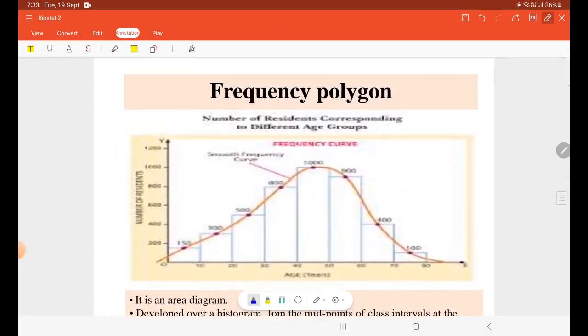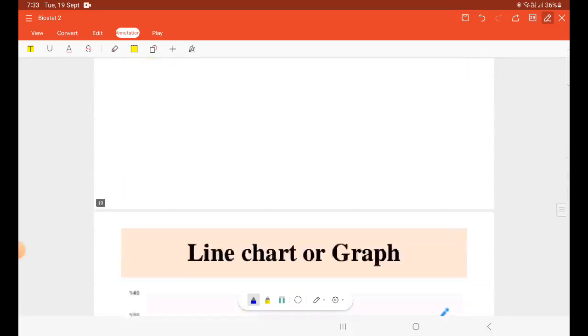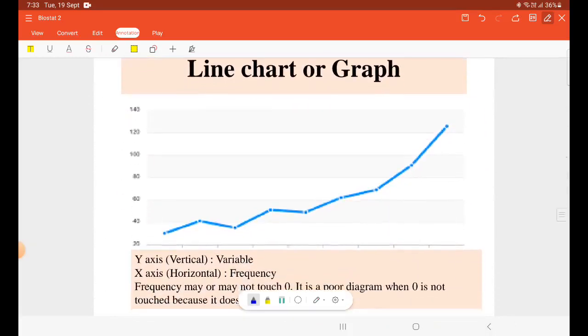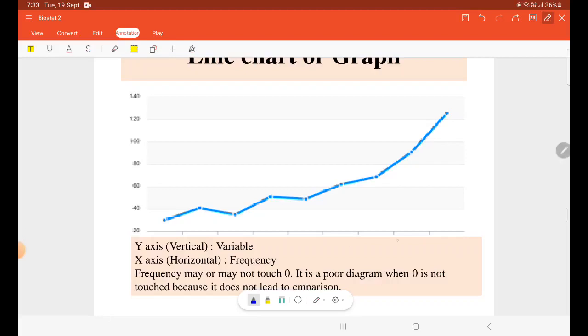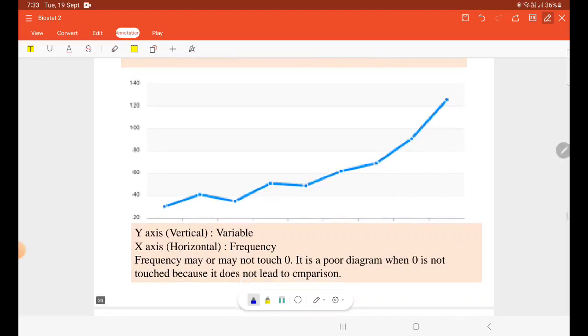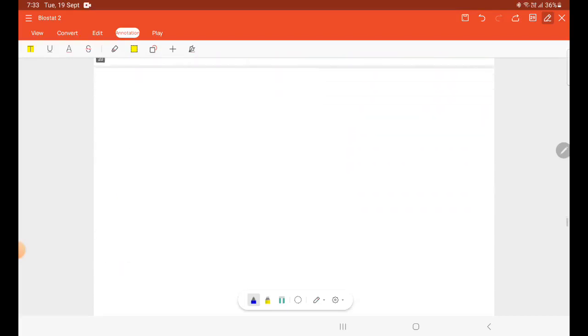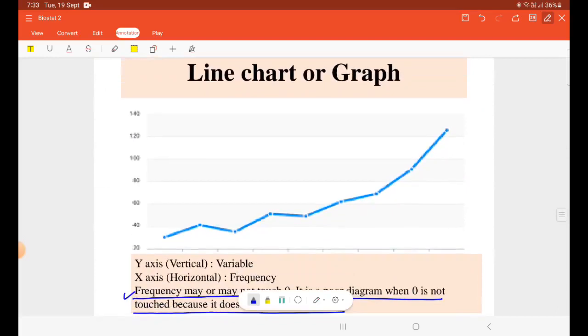So coming to this, is another diagram, the line chart or graph. It is nothing but the variable in the y-axis and the frequency in the x-axis. The frequency may or may not touch zero. It is a poor diagram where 0 is not touched because it does not lead to comparison. So we shall explain this. So this is a line chart or graph.